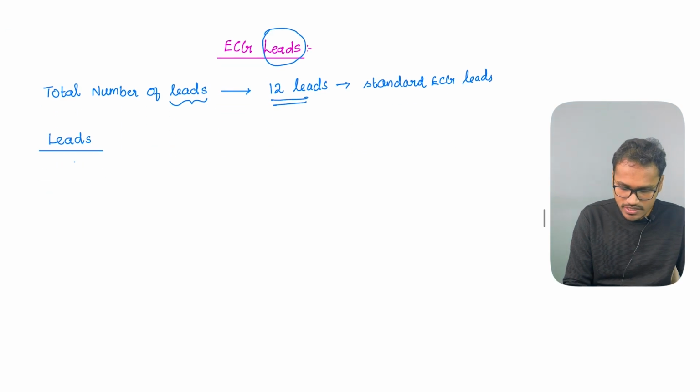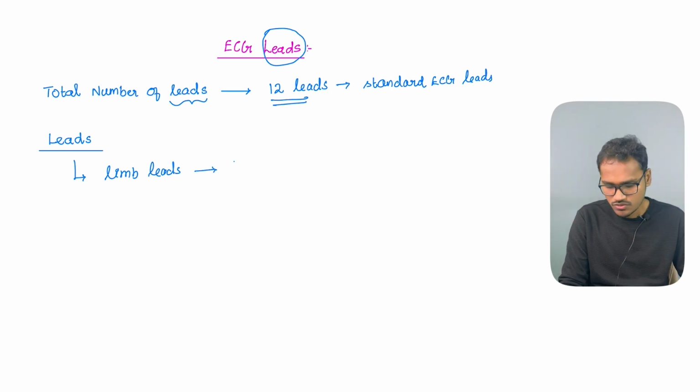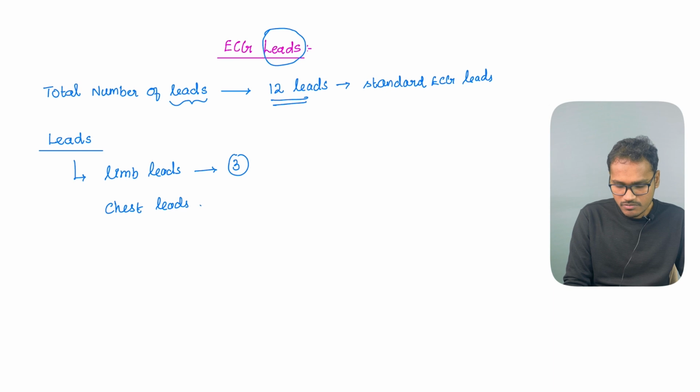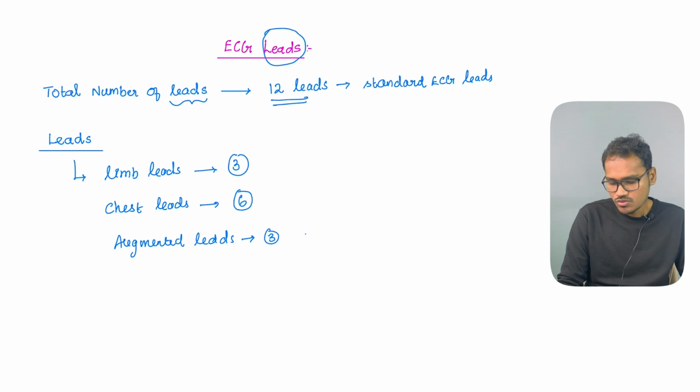What are these 12 leads? Here we have limb leads, which were exclusively identified by Einthoven, that is 3 limb leads. And we have the chest leads, which were identified by Wilson. Here we have 6 chest leads. And we have the augmented leads, identified by Goldberger, that is around 3. So in total we have 12 leads.